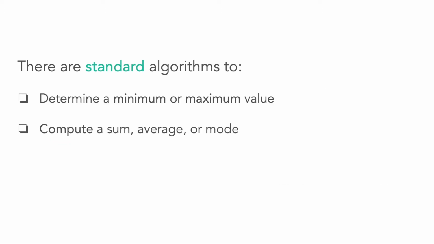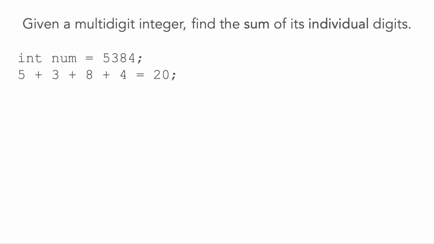There are standard algorithms to determine a minimum or maximum value. We will develop these algorithms when we get to arrays and array lists. There are other standard algorithms used to compute a sum, average, or mode. In this exercise, we are asked to find the sum of the individual digits of a multi-digit integer.